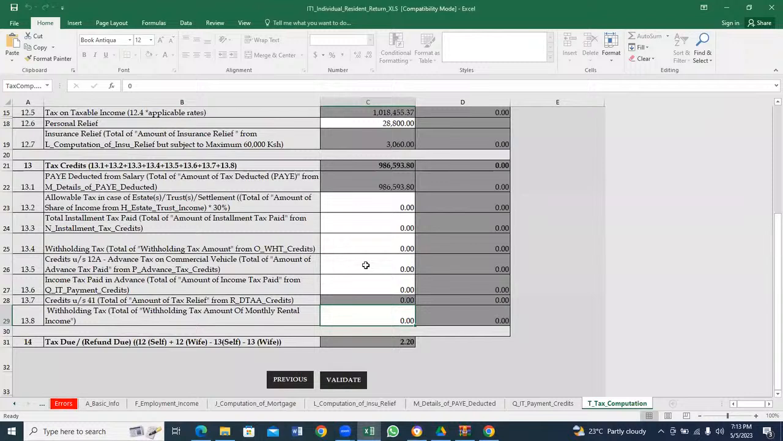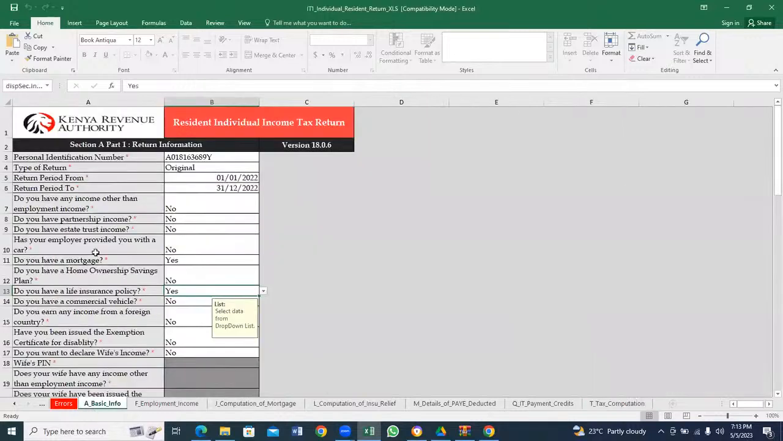what if Lina had business? That's the other question utaulizwa. What if not Lina but Janet? What if Janet had business? Then utakuja hapa kwa basic information na unaulizwa hapa, do you have any other income apart from employment income?